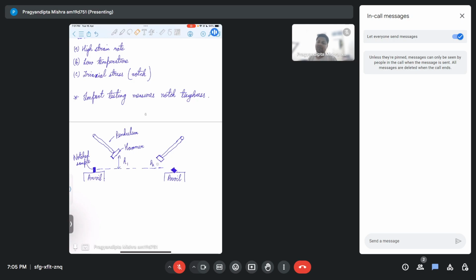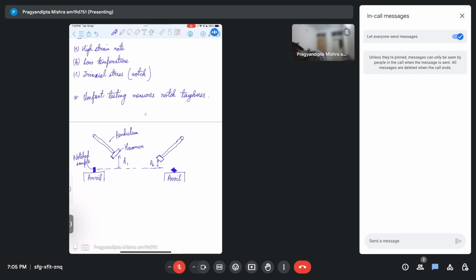While in the Izod test, the sample will be laid flat on the ground. So the sample is laid like this. It's not vertical. So if this is my notch here, the sample is placed like this, and the hammer comes and hits like this. While in Izod, the sample will be turned around like this, and the notch will be towards the hammer, and it will hit like this. So this is Izod.